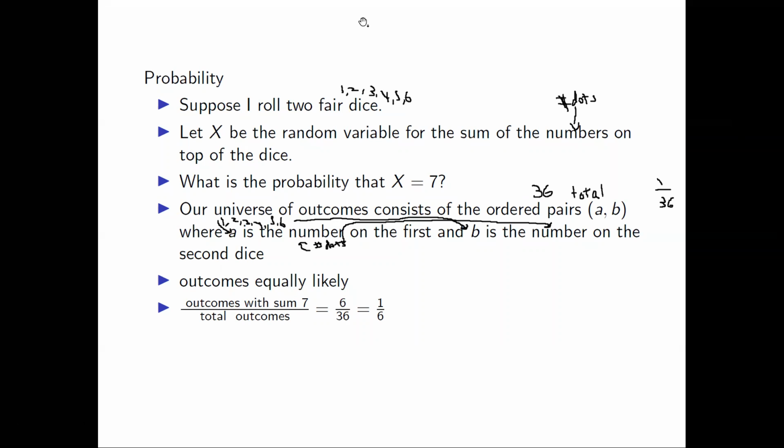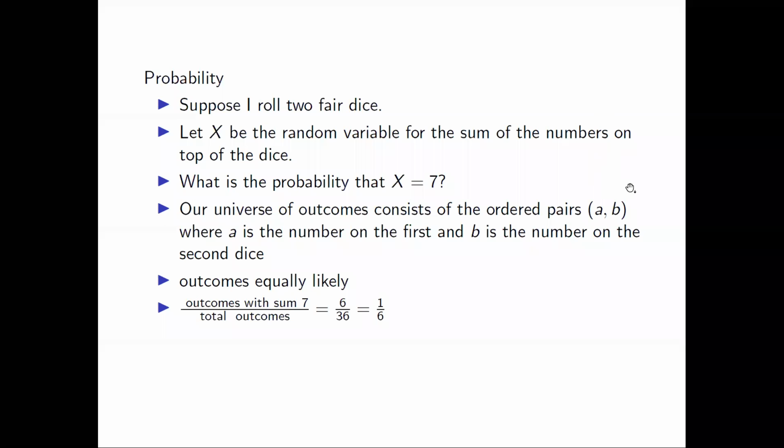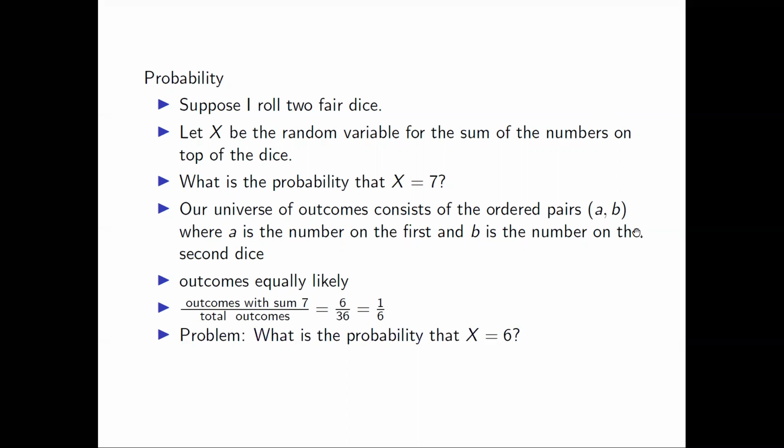And the outcomes where we get 7, they're pretty easy to list. We can list them. We get a 1 and a 6, a 2 and a 5, 3 and 4, 4 and 3, 5 and 2, 6 and 1. And we see there's 6 of them. So we get 6 over 36, and this gives us 1/6. So here's a problem for you to think about. What's the probability that this random variable x equals 6?